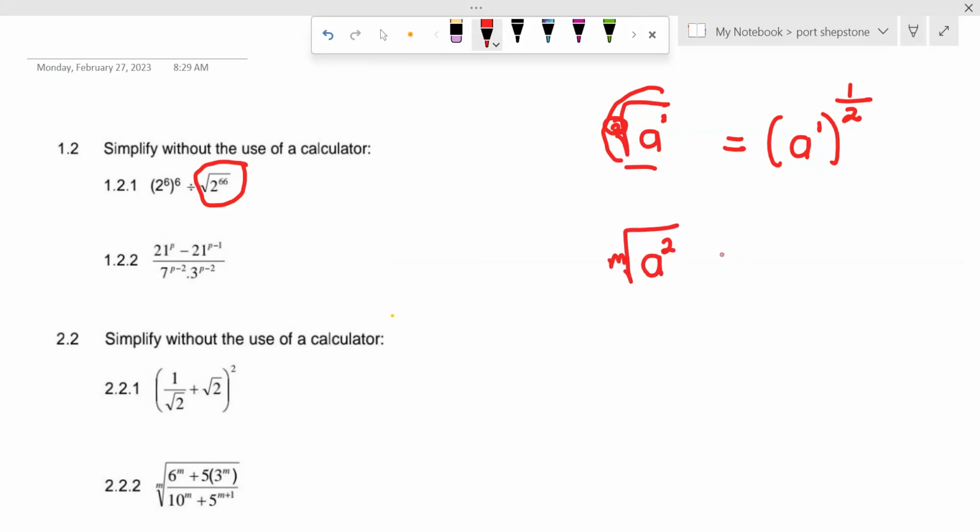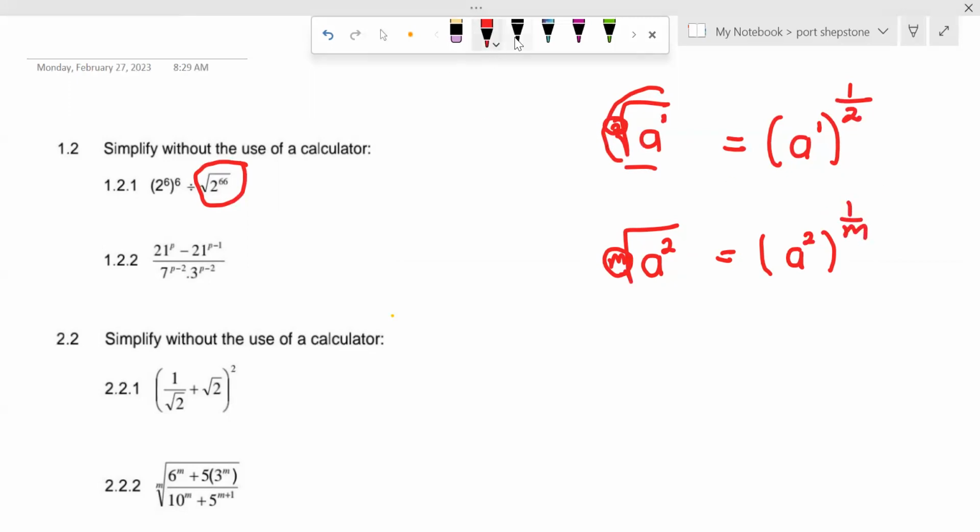Or I can say, what if I have the m-th root of a, all squared? So what are we saying here? We are saying we're going to open a bracket again. So if we open a bracket, we're going to write it as a squared again. Now, what is written here? We're going to write this as a fraction. So it's going to be 1 all over whatever is there. So in this case, it's going to be 1 all over m.